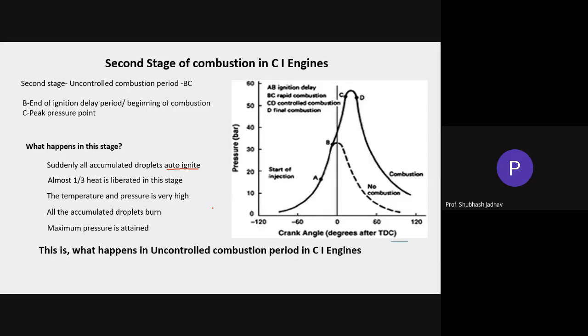Now at B, what happens? Combustion starts. And how does the combustion happen? Suddenly all the fuel droplets accumulated in the combustion chamber auto ignite, auto explosion.